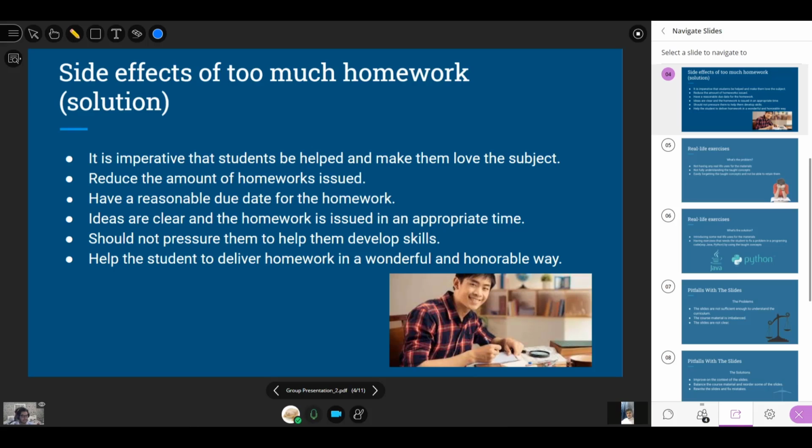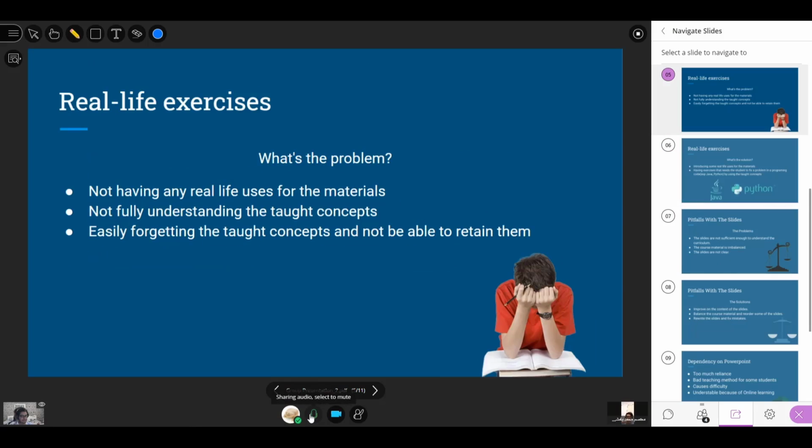Okay. Great idea, Sad. Now, let's hear what Madani has to say.